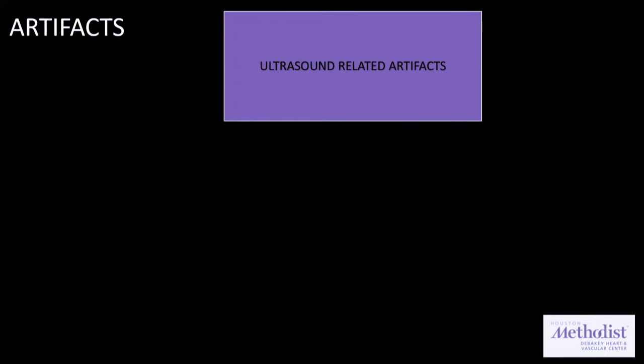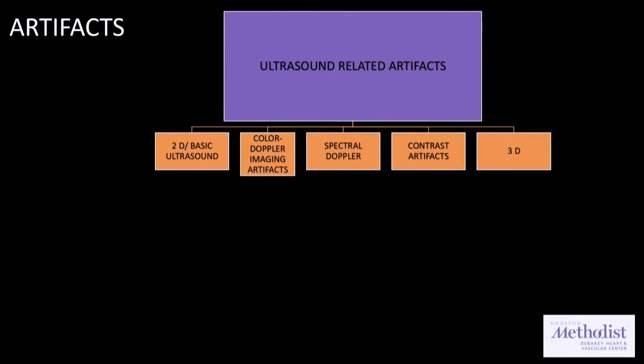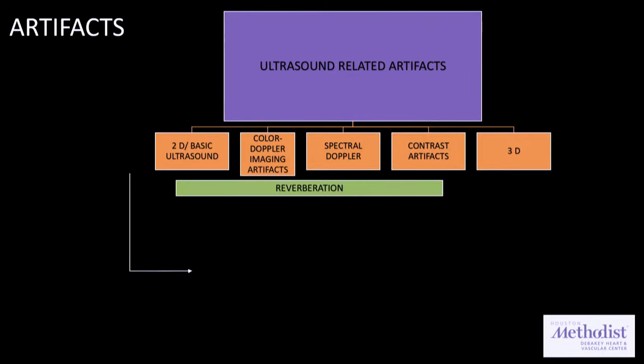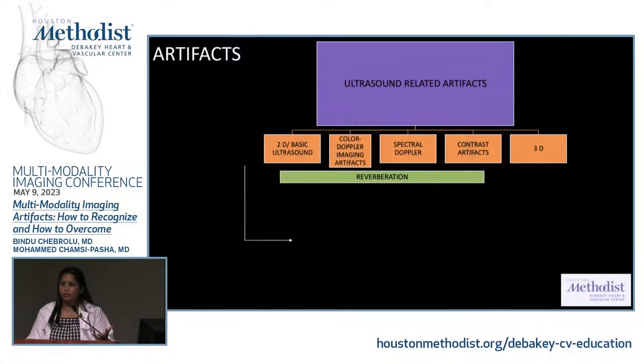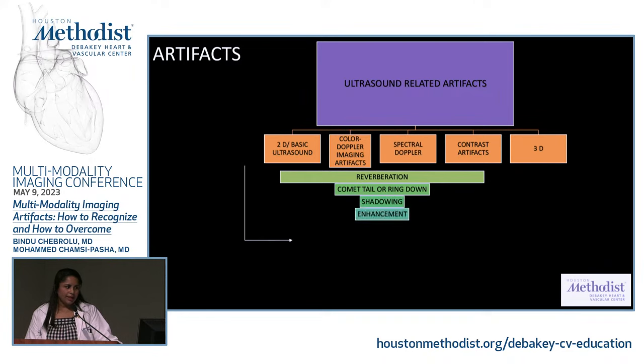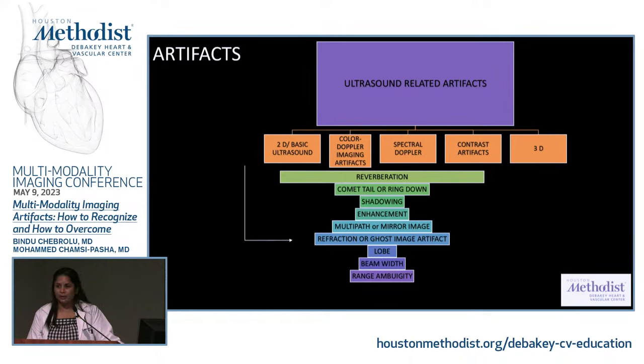So why are we talking about that? Basically, because all our artifacts are based on those principles of ultrasound. Let's talk a little bit about 2D or basic ultrasound artifacts. I know we have some fancy names, but what's more important is to understand the mechanism and also tips on avoiding them. We have reverberation or comet tail or ring down artifact, and then shadowing and enhancement artifacts. Then we have multipath or mirror image artifact, refraction or ghost image artifact, side lobe artifact, beam width, and range ambiguity. Like I said, these are names, but again, it's important to understand the mechanism behind them.